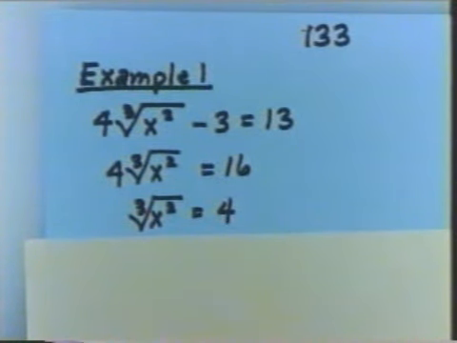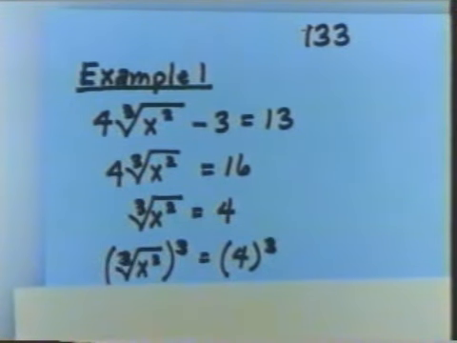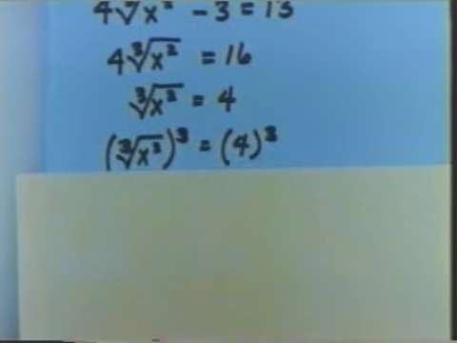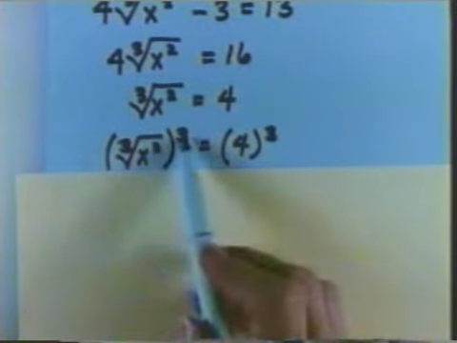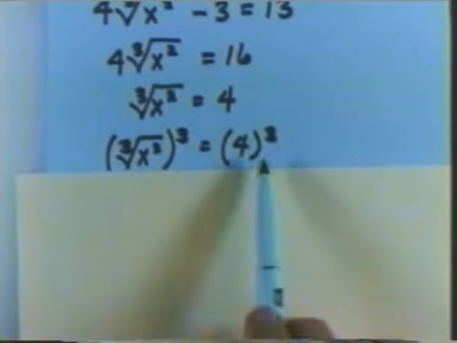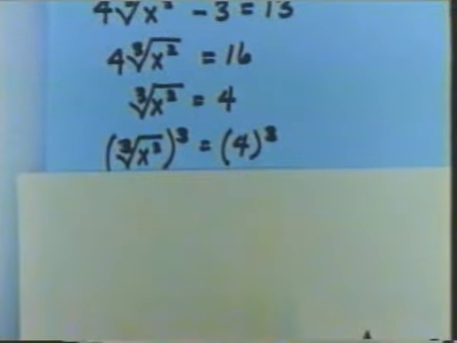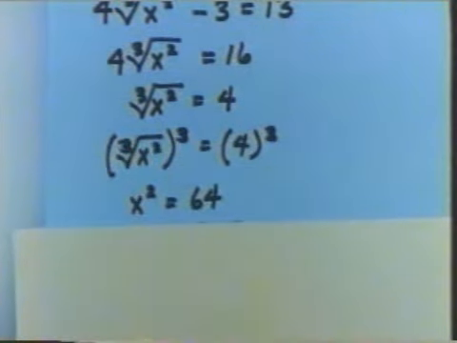Now we're ready to raise both sides of the equation to the power that matches the index of the radical. Notice that this is a cube root, and so we must cube both sides. This means that literally we raise each side of the equation to the third power. On the left-hand side, when we cube the cube root, the cube and the cube root cancel. On the right-hand side, we cube 4. The cube of the cube root of x squared is x squared. The cube of 4 is 64, 4 times 4 times 4.